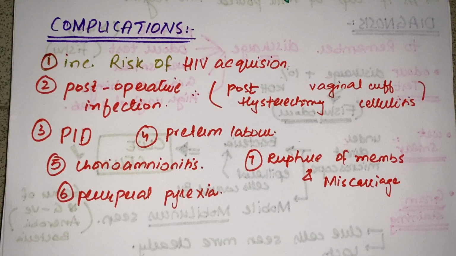First of all, membranes can rupture, which can lead to miscarriage of the baby. There was no abortion as such there. And chorioamnionitis can occur here. Puerperal pyrexia can be a complication. Plus, post-operative infections can occur, like if the patient has undergone hysterectomy, then post-hysterectomy cellulitis can develop, vaginal cuff cellulitis. Okay, so these are all the complications of the disease.